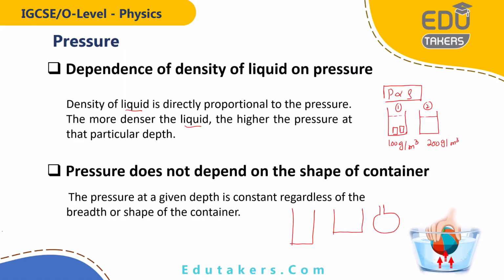In all of these cases, the pressure does not change. The value of the pressure remains the same because pressure does not depend upon the shape of the container. So the pressure at a given depth is constant regardless of the breadth or the shape of the container. So here the shape of the container does not matter. The pressure is independent of that.